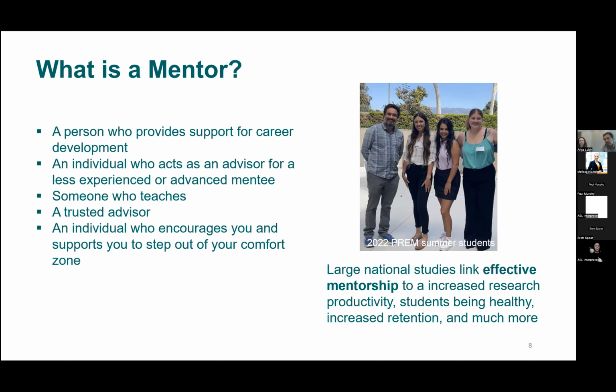And I think there are lots of studies, and many of us probably have already experienced this, that it is clear to see the link between effective mentorship and increasing research productivity, student health, retention, and much, much more. And what those kinds of things point towards is that we need to take a more holistic approach, not only to mentorship, but that supports the students throughout their entire development and career. So how do we think about doing that?